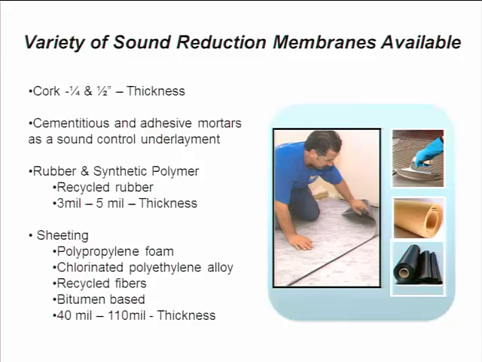There's also cementitious and adhesive mortars for sound control. Looking at rubber and synthetic polymer is another group. They typically range from 3 to 5 mil. You may find some rubber products up to 10 mil in thickness. There's a range of products that are associated with sheeting, which are polypropylene or chlorinated polyethylene foam, or you'd have recycled foam or bitumen as they refer to it, from 40 mil to up to 110 mil in thickness.